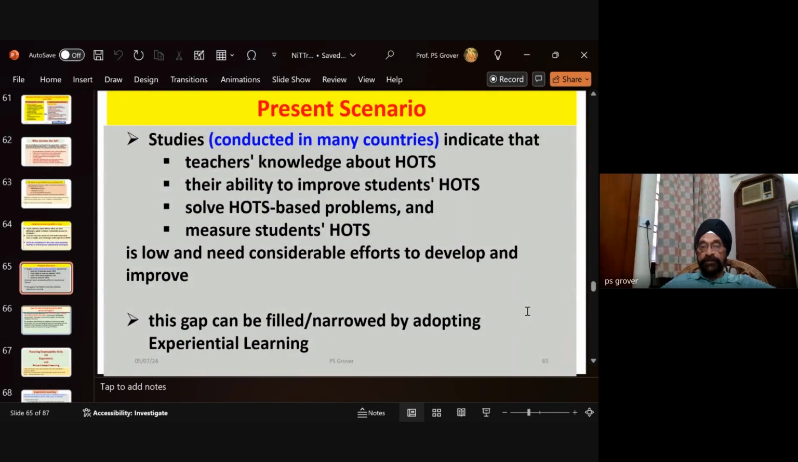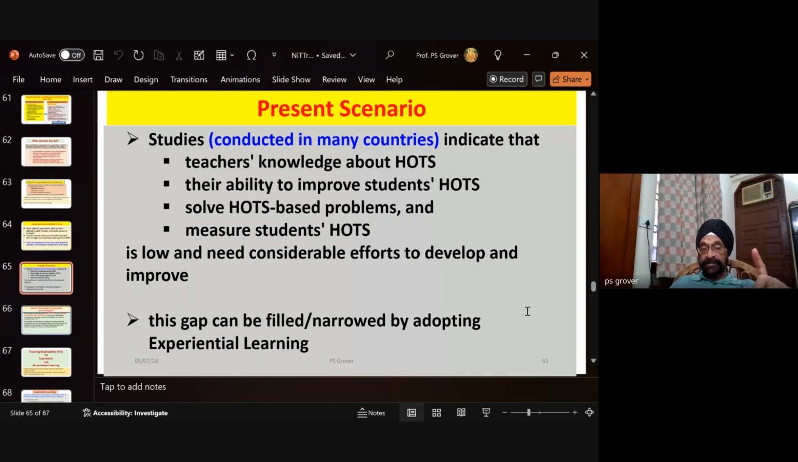Now, present scenario क्या है? Conducted in many countries, ये हमारा ही नहीं है, ये वर्ल्ड वाइज है, क्योंकि सिनेरियो इतना जल्दी चेंज हो गया है। Studies indicate that teachers' knowledge about higher order thinking is very limited. Their ability to improve students' higher order thinking is practically a question mark. They don't give problems which involve higher order thinking skills. They don't measure higher order thinking skills, and it is very low.